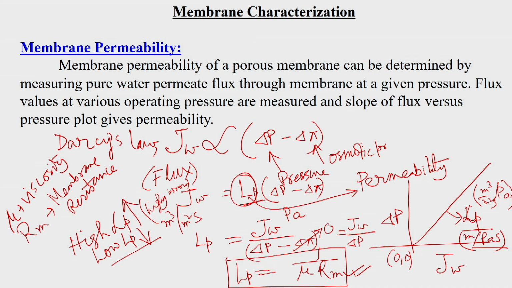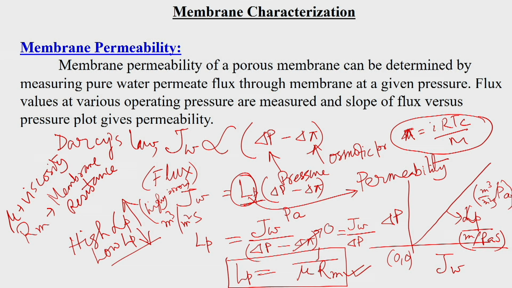Okay. And we know that osmotic pressure delta pi is equal to iRTC by m. So, in case of high molecular weight compounds, the osmotic pressure is very less, and whenever we have low molecular weight compounds and ionic species, their osmotic pressure value is very high.